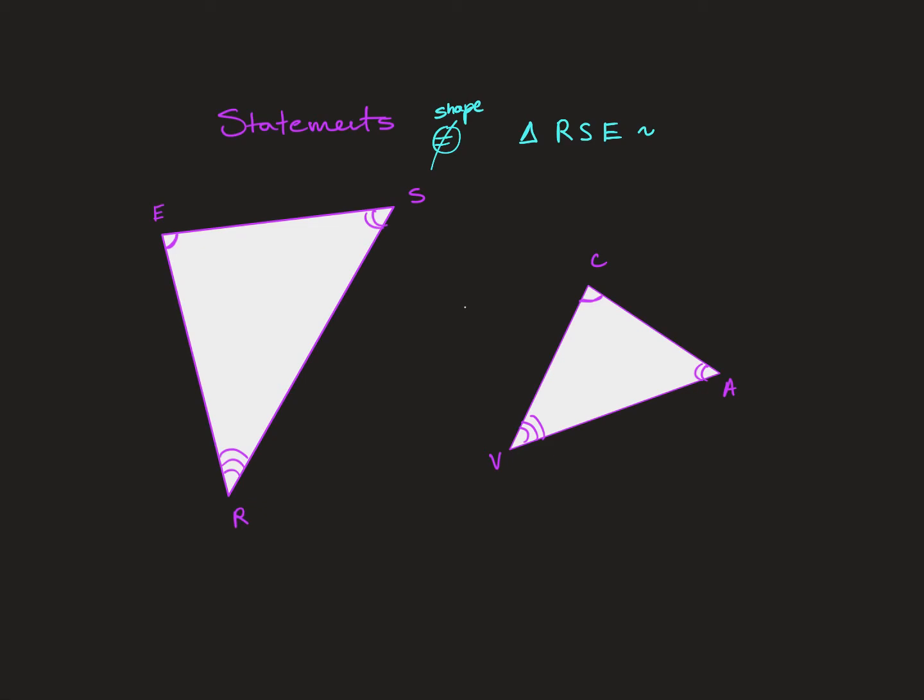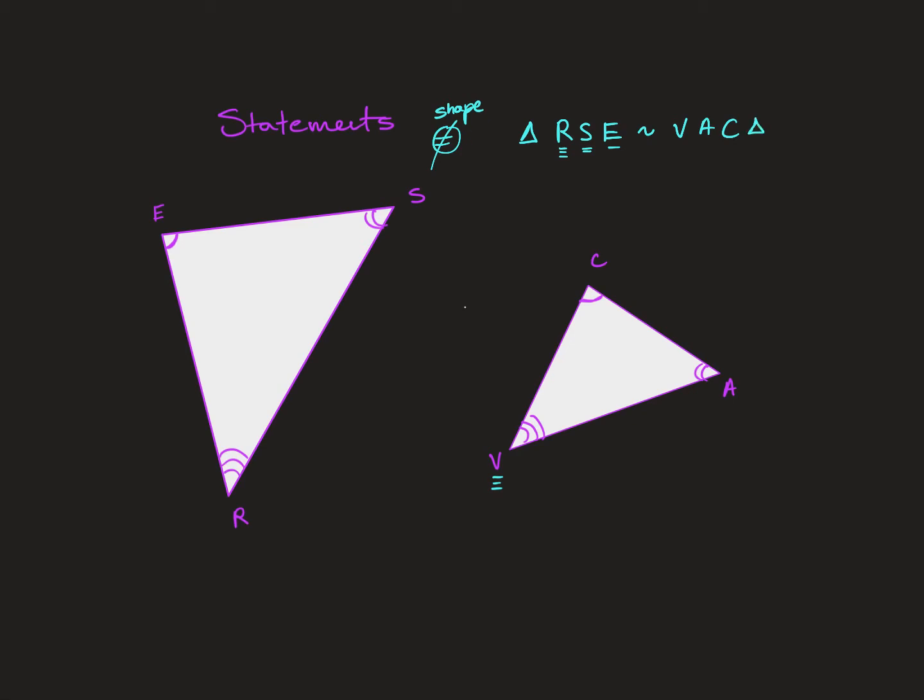Now, I have to kind of track these arcs that I'm dealing with. If R has three arcs, then I need to find the angle which also has 3 arcs, in this case, V. And you could continue on. S is 2, A is 2, and E is 1, C is 1. And this is how you have to set up a proper and correct similarity statement.